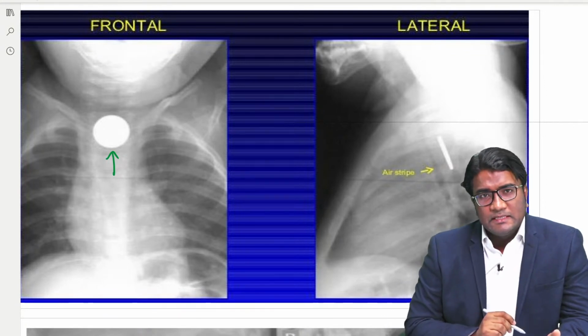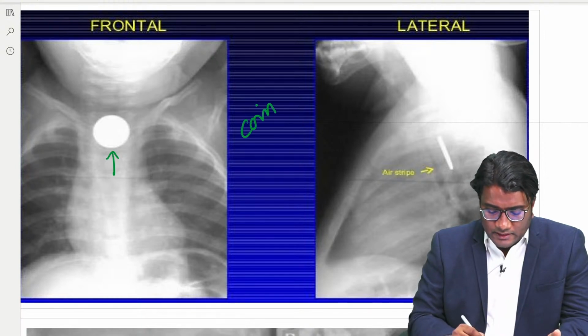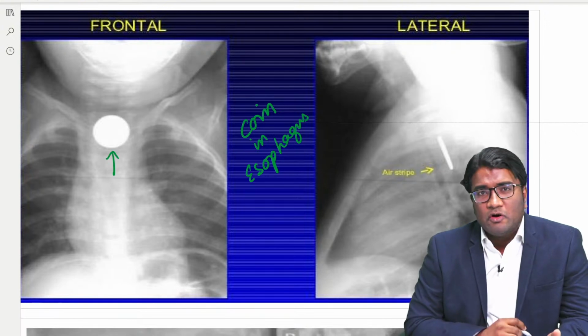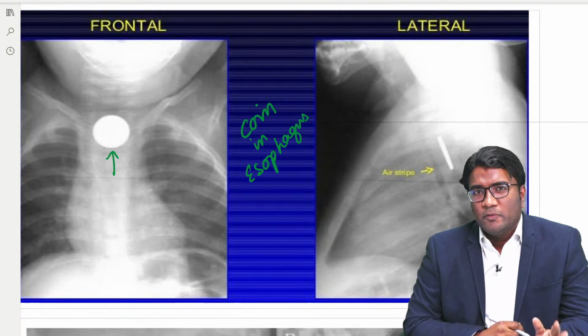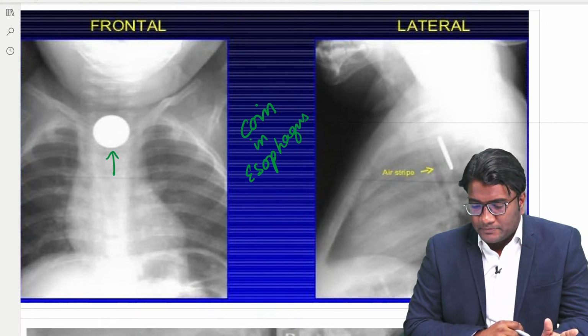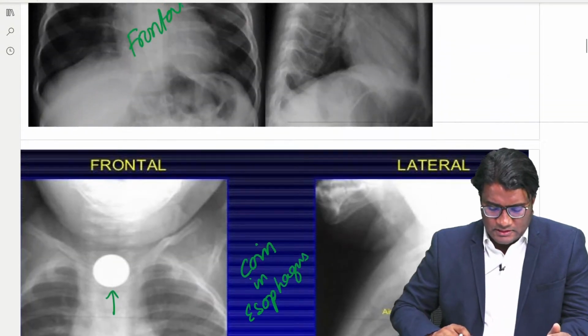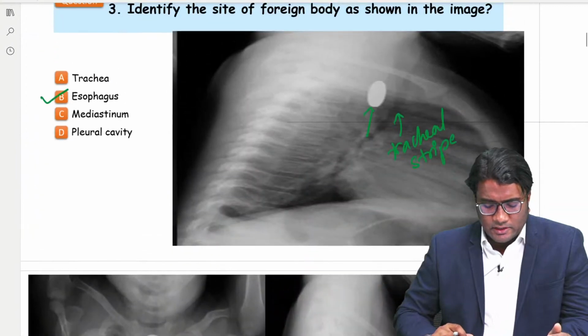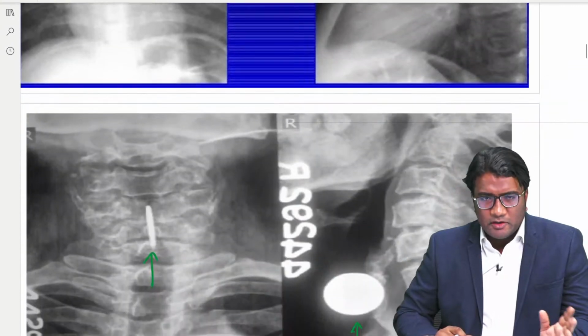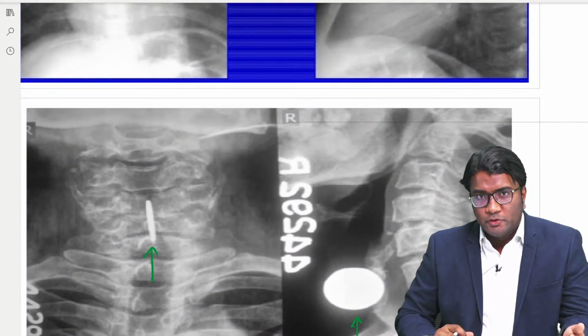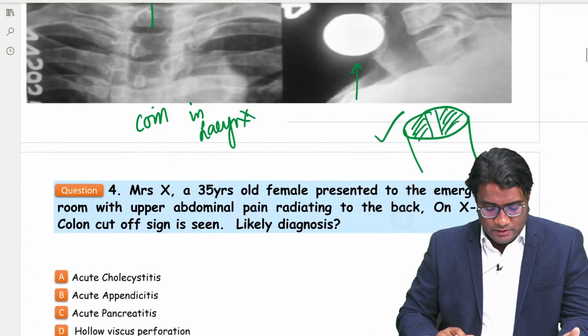So here, this is a coin in the esophagus. Either you are given a frontal image or a lateral image, you should be able to pick up where the coin is. I hope you are clear with this. Is this clear, guys? This is something we teach regularly in our classes. I hope most of you have got it right. But you have to be careful. Where was it? If you have seen that image carefully, then you have to decide it.